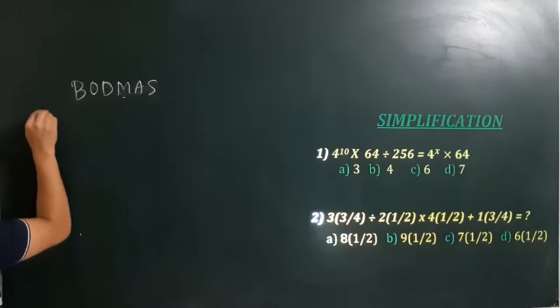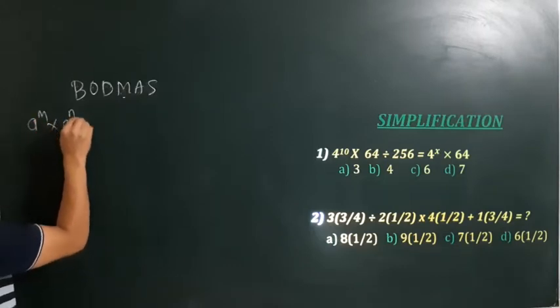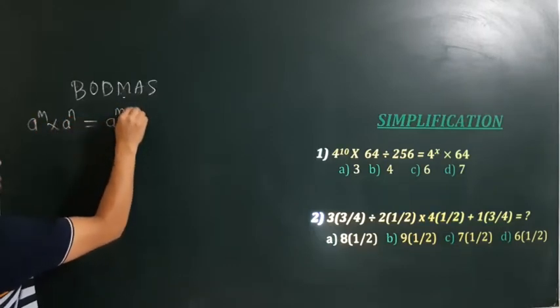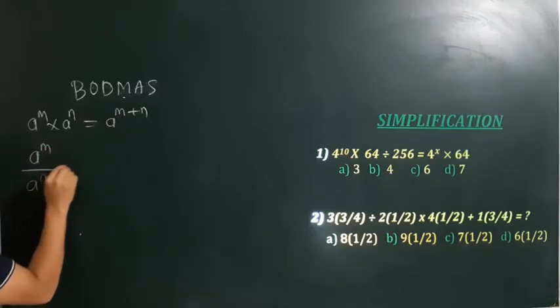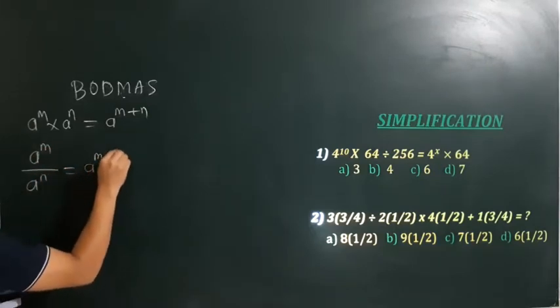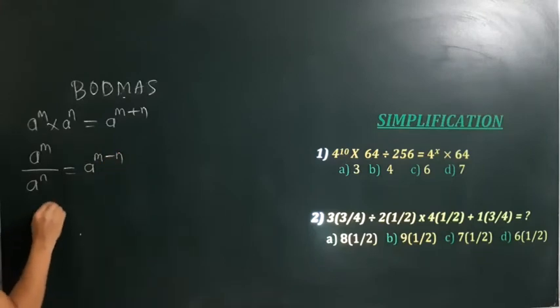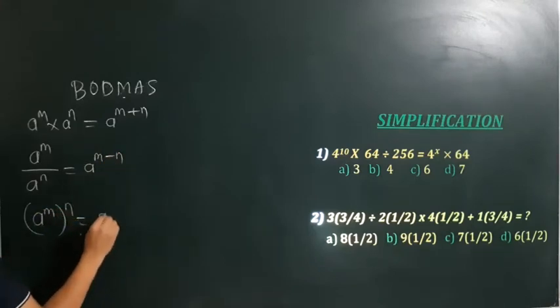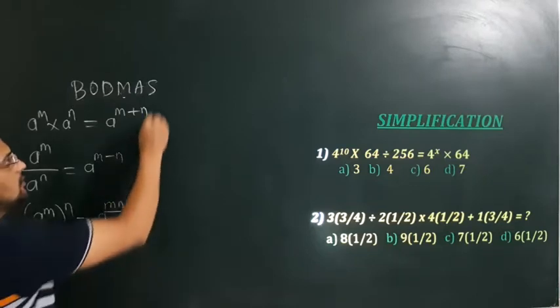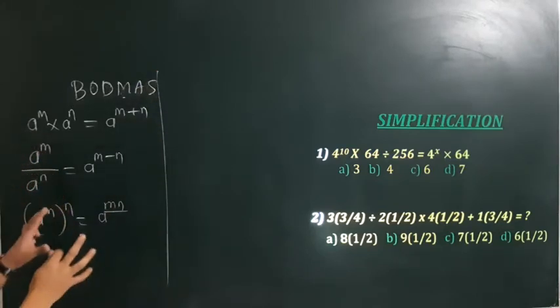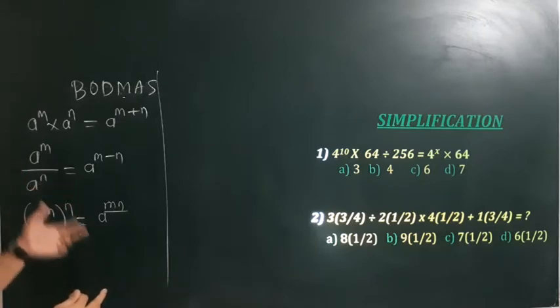If a raised to m is multiplied by a raised to n, it can be written as a raised to m plus n. If a raised to m is divided by a raised to n, it can be written as a raised to m minus n. If a raised to m is raised to n, it can be written as a raised to m into n. These are simple rules, as you know, from 10th standard.